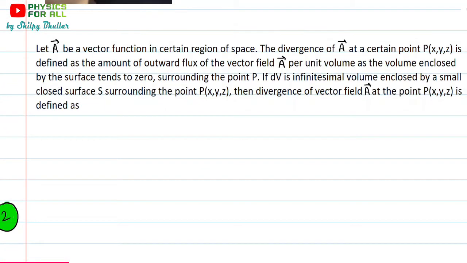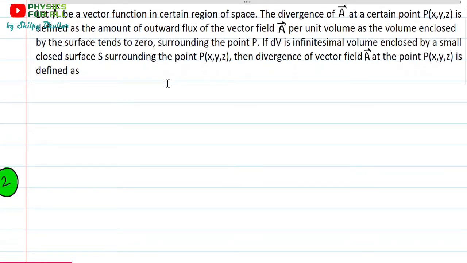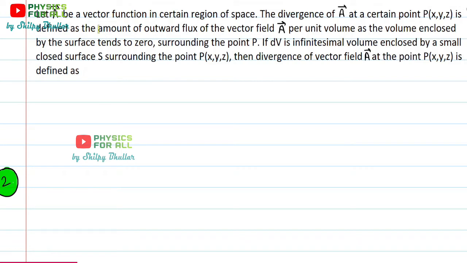The divergence of A at a certain point P, so we will pick some point, is defined as the amount of outward flux of the vector field A per unit volume as the volume enclosed by the surface tends to 0 surrounding the point P. So whatever point we have chosen, there is some volume as well. So, the amount of outward flux. Flux is the number of field lines passing per unit surface. So how many lines are passing through a particular surface? And outward means they're just going out.